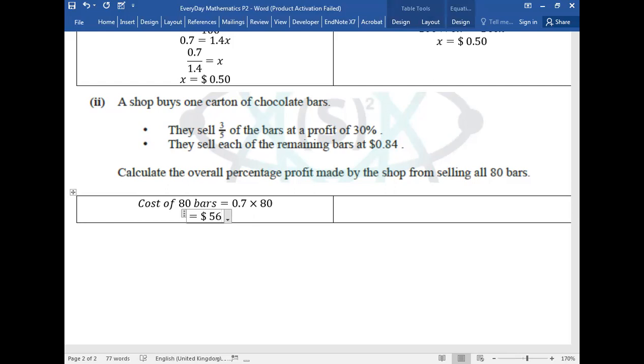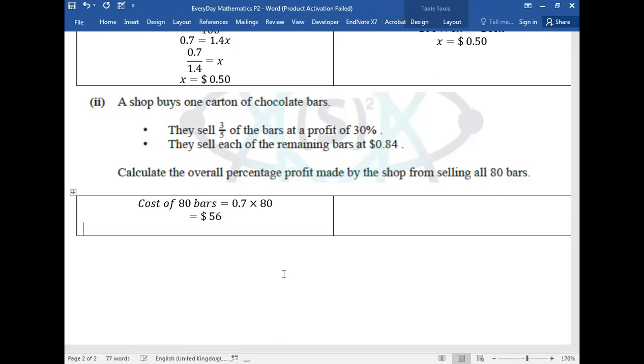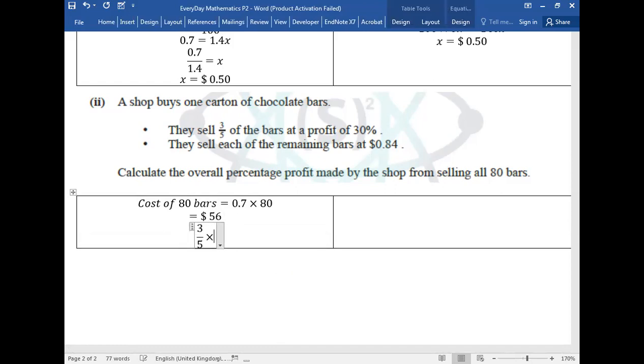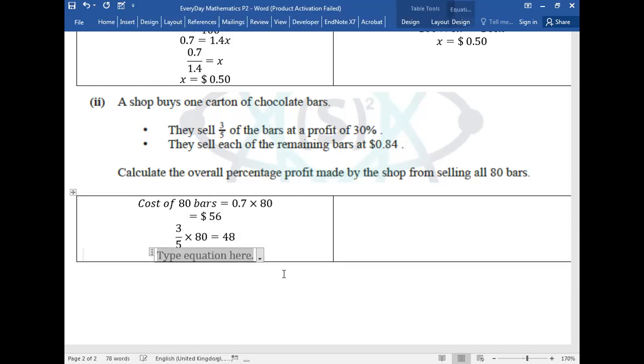The first one said 3/5 of the bars at a profit of 30%. So can you tell me how many bars were sold at a profit of 30%? 3/5 of 80. 3/5 of 80 is? No, first 3/5 of the bars were sold, so we need to know how many bars; the rate cannot come otherwise. Impossible. 3/5 of 80, 48. So these 48 bars were sold at 30% profit.